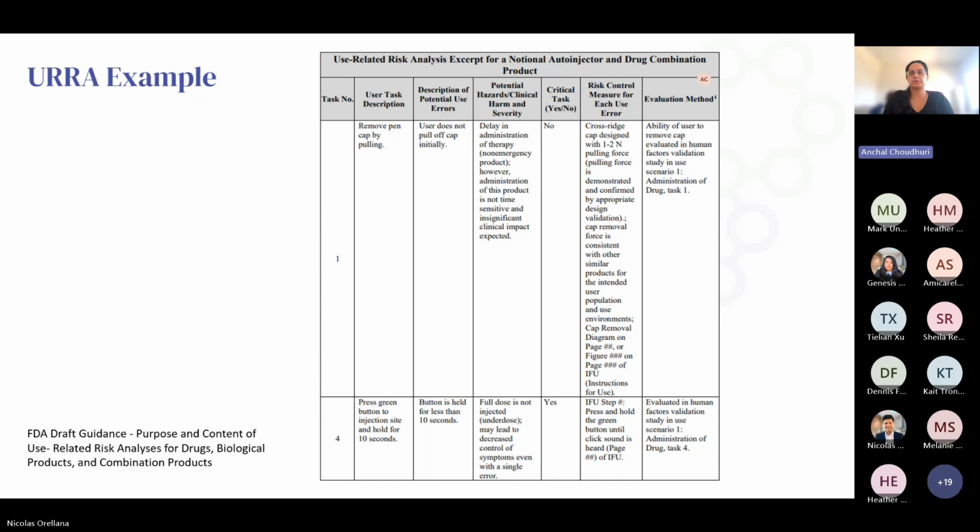And finally, FDA is going to want to understand how your risk control measures have been evaluated for effectiveness. So even if the task is not critical, if you are doing a human factors study, you may still want to assess the risk control measures of all tasks.